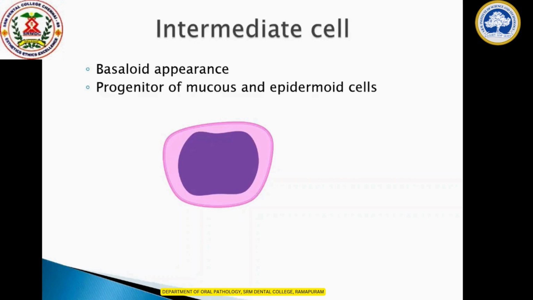That's why it's called the maternal cell, because it can give rise to your mucus or the epidermoid cells. So if you take the intermediate cell, the basaloid cell, that is the basal cell type, either cuboidal or low cuboidal with a large hyperchromatic nucleus with minimal cytoplasm, and it's also called the maternal cell because it can give rise to or differentiate into a mucus or an epidermoid cell.